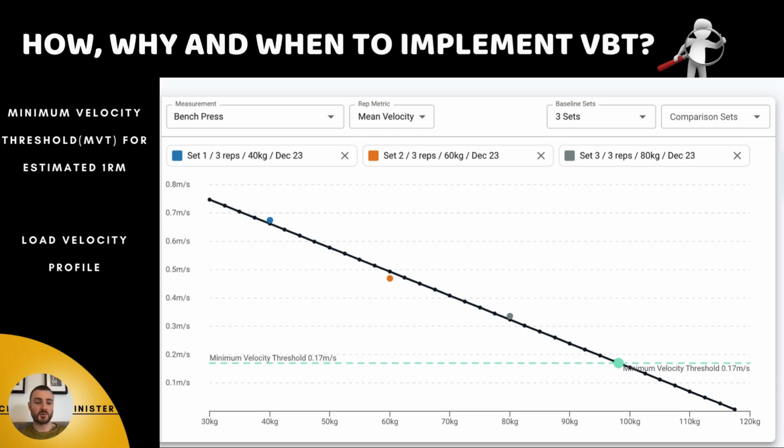So the studies have shown that the slowest that a bench press can move, unless you're a highly trained power lifter, is around 0.17 meters per second. So that green dotted line will always remain the same. And where that green dotted line meets that black decreasing linear line will give you an estimated 1RM.